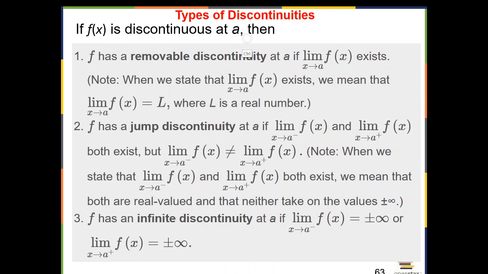If f of x is discontinuous at a, then f has a removable discontinuity if the limit exists, right? Note that when we state that the limit exists, we mean that the limit equals a number, and that number is a real number. If f has a jump discontinuity, then the left and the right limits exist, but they're not equal, right? Then we have a jump discontinuity.